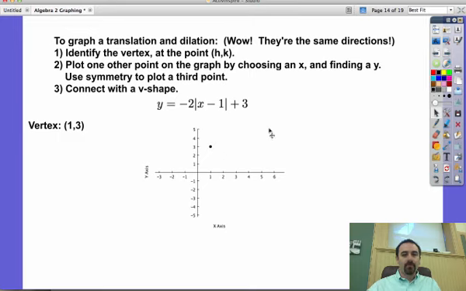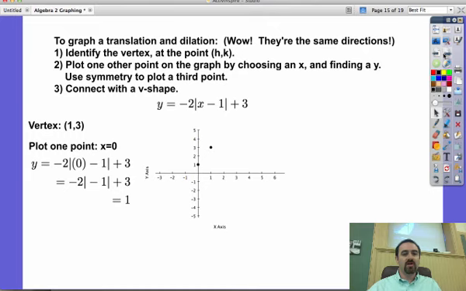All right. Next thing we do is plot one other point on the graph by choosing an x and then finding a y, and then use symmetry to plot a third point. I'm going to choose that lovely point with x equals 0. So if I plug in x equals 0, I get negative 2 times the absolute value of 0 minus 1, plus 3. Now the absolute value of 0 minus 1 is 1, so it's negative 2 plus 3 equals 1. So the point I'm going to plot is 0, 1, right there.